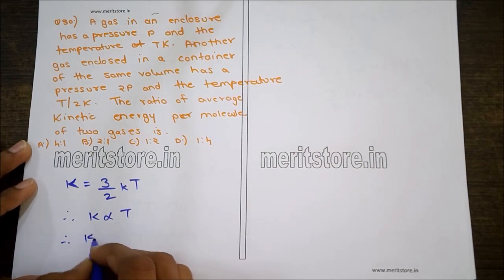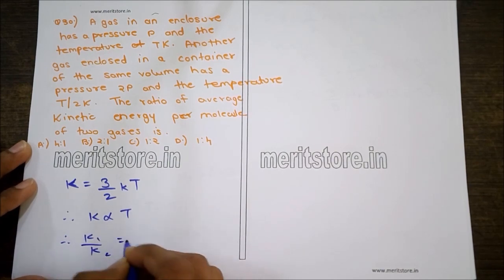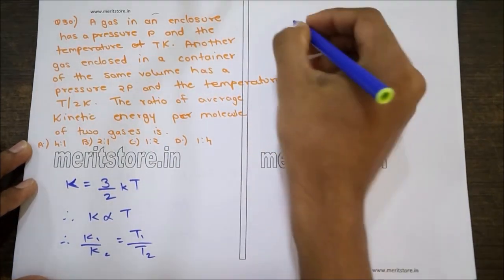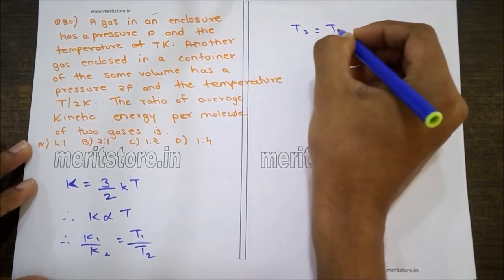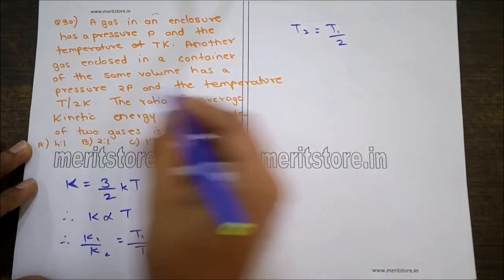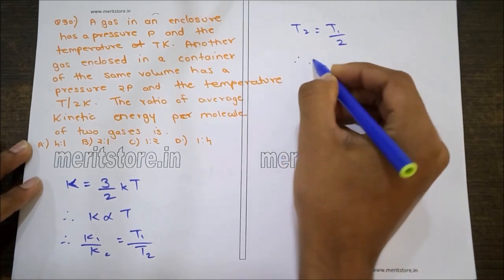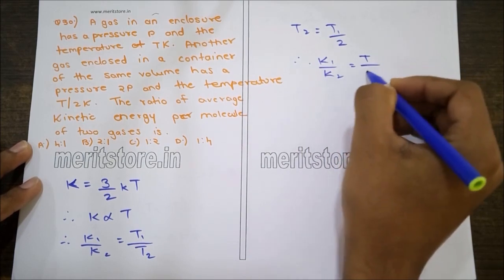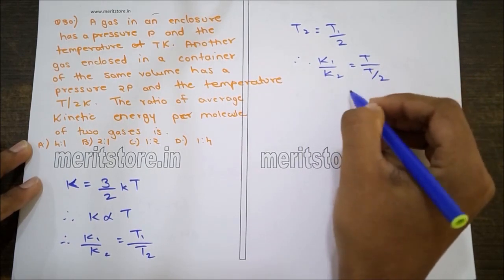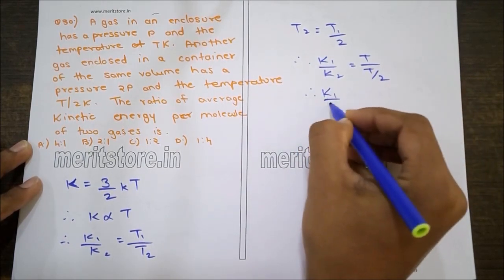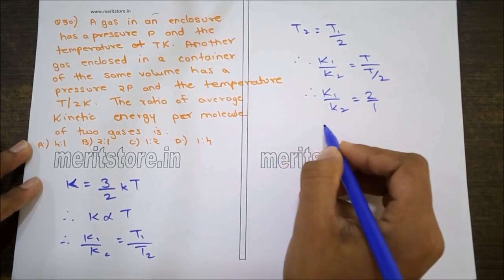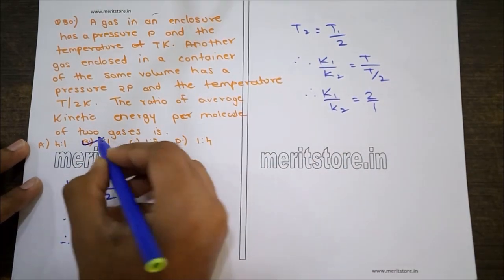So therefore, K1 upon K2 is equal to T1 upon T2. Now T2 is given as T1 by 2, or half of T. So therefore, K1 upon K2 is equal to T upon T by 2. So therefore K1 upon K2 is equal to 2 upon 1. So therefore the option is B, 2:1.